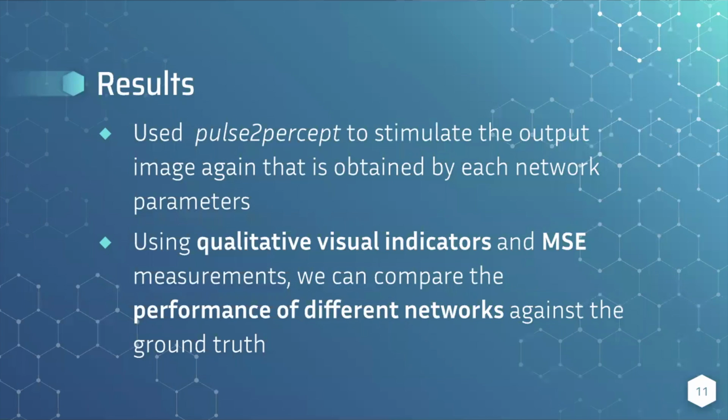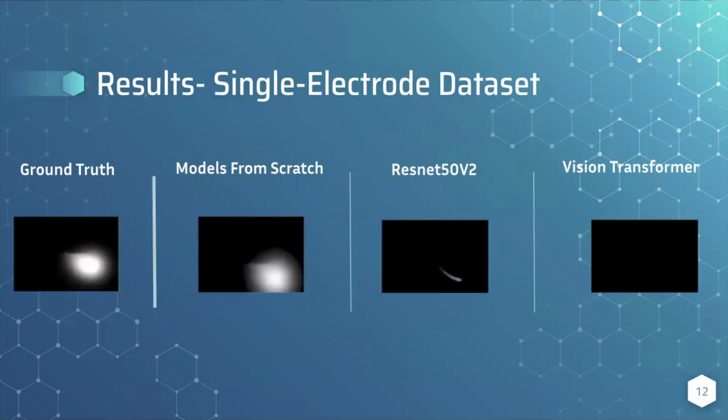So how close did we get the final generated image to be to the original input? We cross-reference our results by visually examining our dataset and using mean square error. We chose a couple of results from the single and multi-electrode dataset to showcase. We printed out the ground truth and the network results side by side.